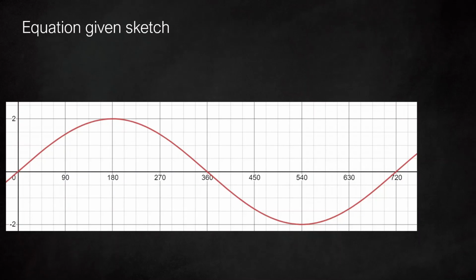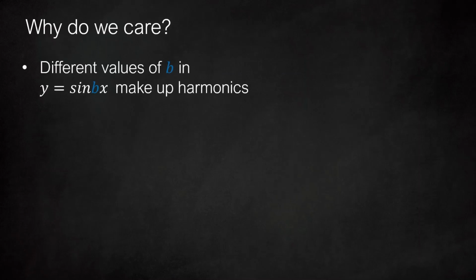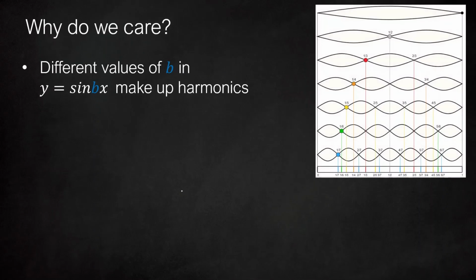And now let's round out the video with why we care about these horizontal transformations. The different values of b in sine bx actually make up the different harmonics in music. So for example, this top one here would be sine 0.5x, because there's half a wave between the start and finish, between here and here. The next one down would be just regular old sine x, because there's only one wave between the start and finish. And so on. The next one would be sine of 1.5x, or 3 halves, because there's 1.5 waves between the start and finish, and it goes on in increments of a half after that.